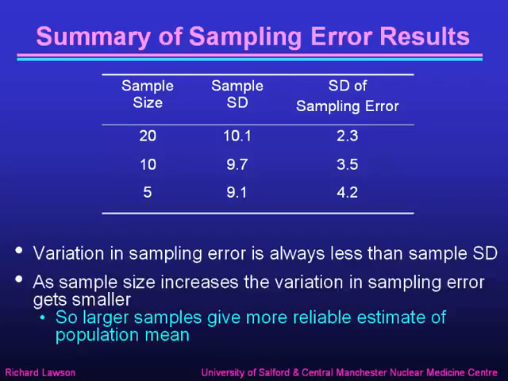And also, as the sample size increases, that is, we are moving up the columns in this table, the variation in sampling error gets smaller. That means that larger samples give a more reliable estimate of the population mean, but larger samples give a smaller standard deviation of the sampling error.